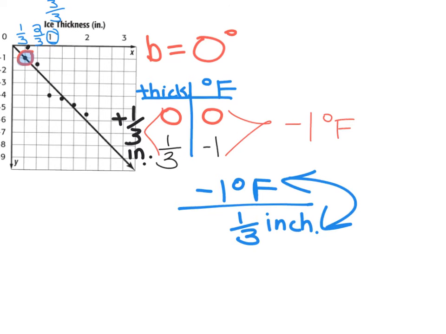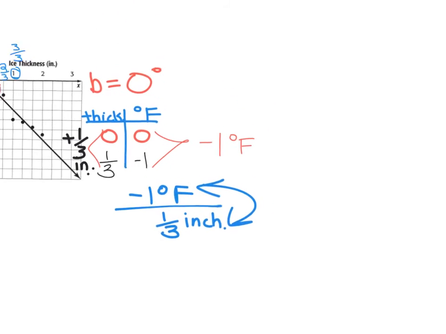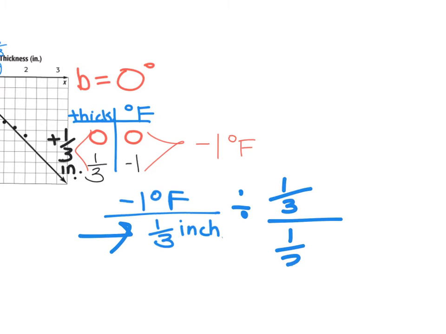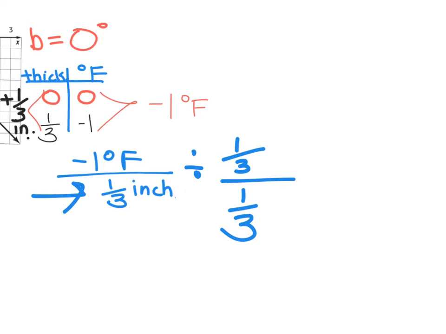Now this is kind of a tricky fraction to work with, and it might look a little confusing. So I want to understand how many degrees does my temperature drop per 1 inch of ice. So to figure that out, I'm going to divide the top and the bottom by 1/3. Okay, now when I divide my denominator, 1/3 divided by itself, I get 1 inch. Okay, that's a little easier to work with here. 1 inch. Remember, with slope, I want my denominator to be 1.